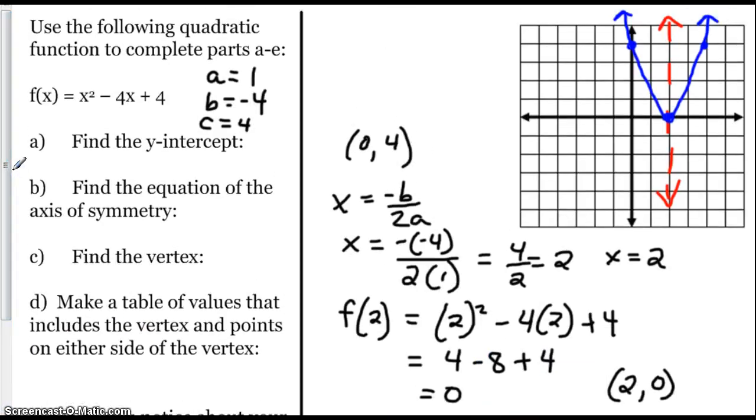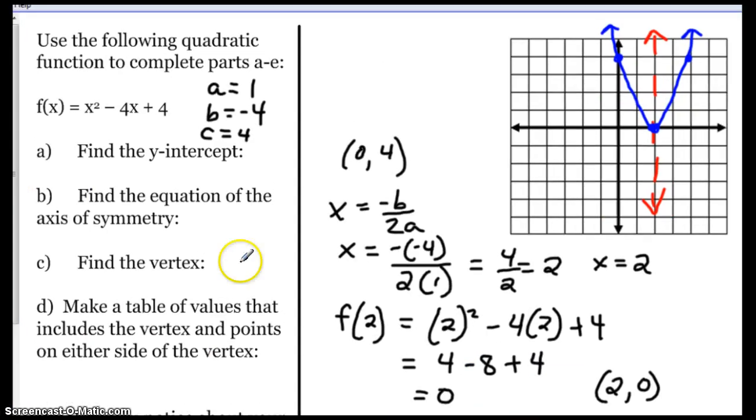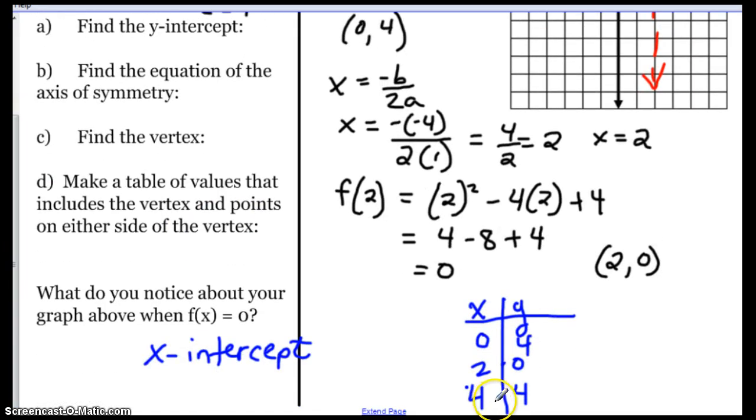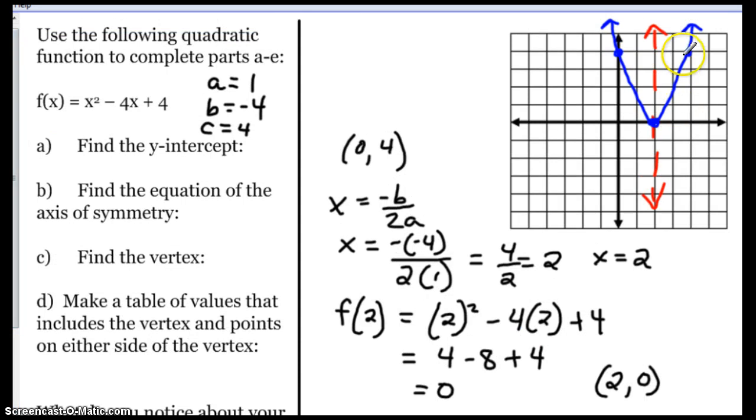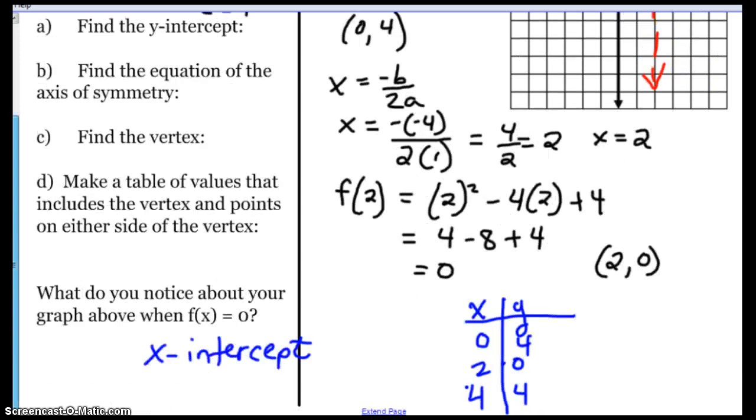Okay, I just realized I said that wrong originally. This point should be (4, 4). When I was plotting it over here, I said (4, 2), but it should be (4, 4). So I wanted to make sure you wrote down (4, 4) on your table.